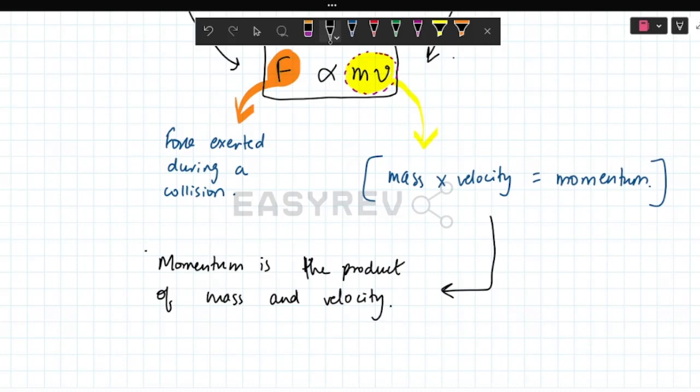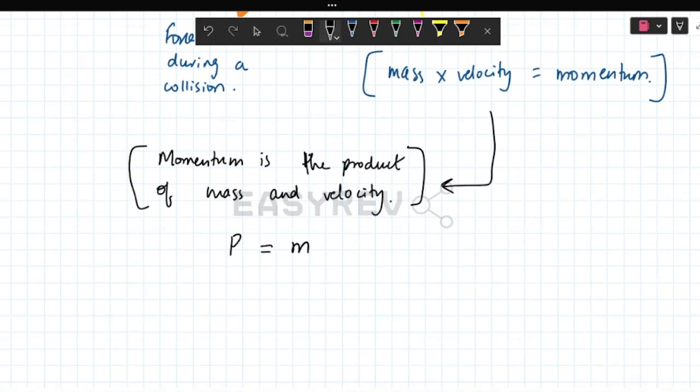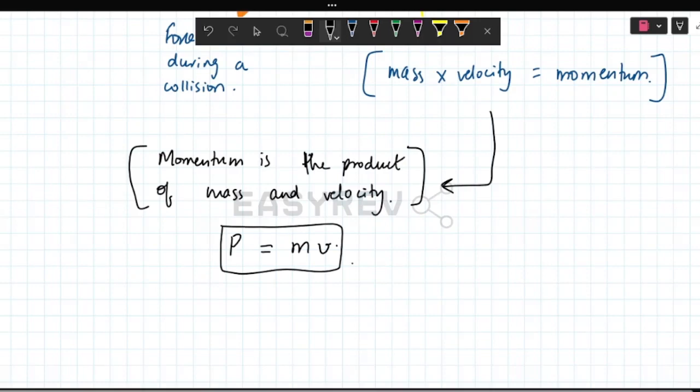And as straightforward as the definition of momentum is, much in the same way, the formula for momentum is straightforward. You have P, which is momentum, equals mass times velocity. Now, even though it seems like it's a definition that we have deliberately defined, that doesn't mean that we can't give physical significance to this.